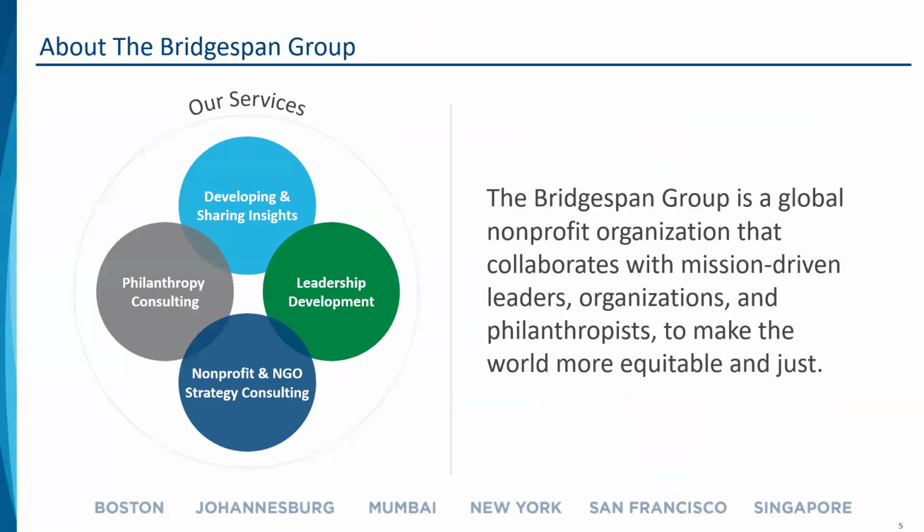A quick word about the Bridgespan Group. We're a global nonprofit organization that collaborates with mission-driven leaders, organizations, and philanthropists to make the world more equitable and just. One way we do this is by providing tools and content free of charge for social sector leaders and funders to strengthen their organizations and practices, and to encourage more funding to flow towards social change and equity. We also offer philanthropic and nonprofit consulting services and capacity building support for nonprofit leadership teams. We're a global organization. We have offices in the places you see at the bottom of the page, and the three of us today are based in our Boston office.